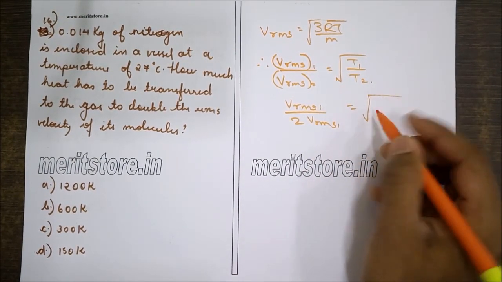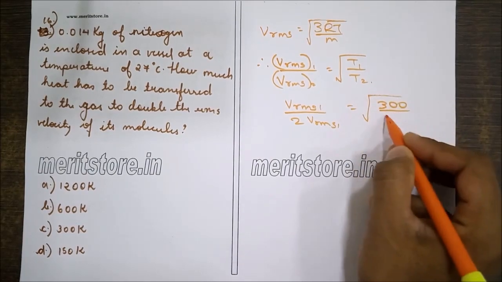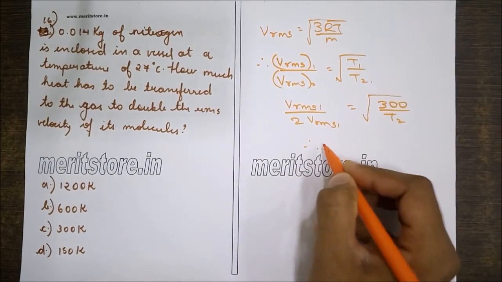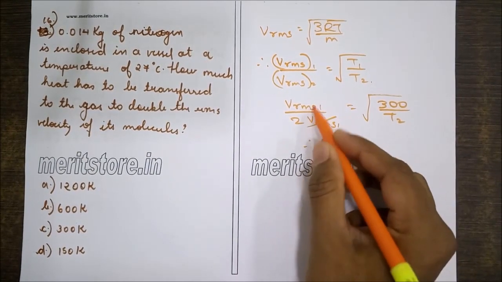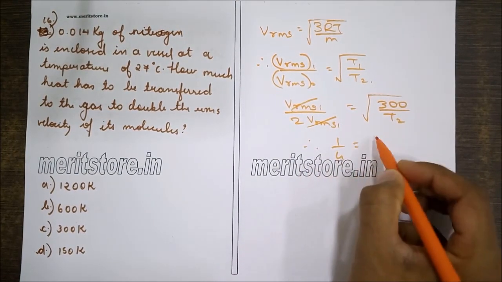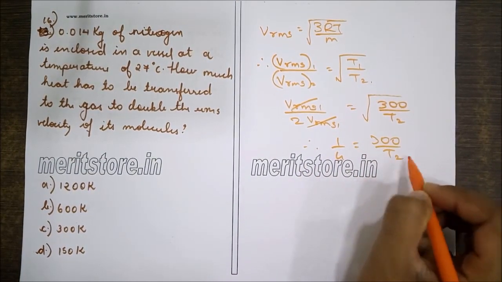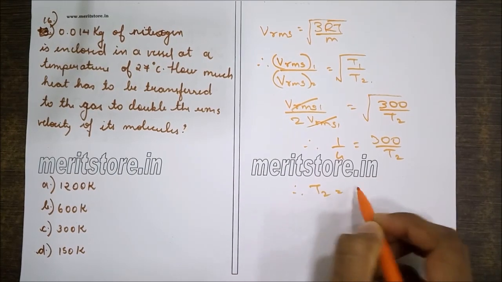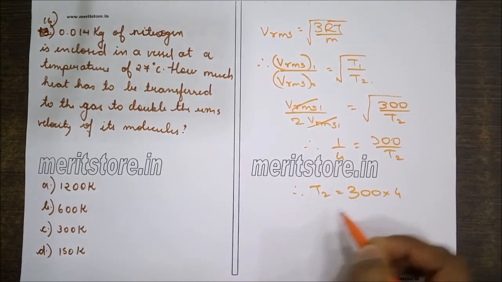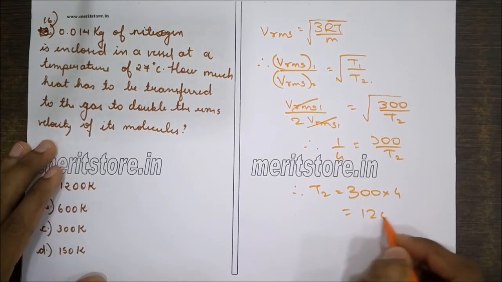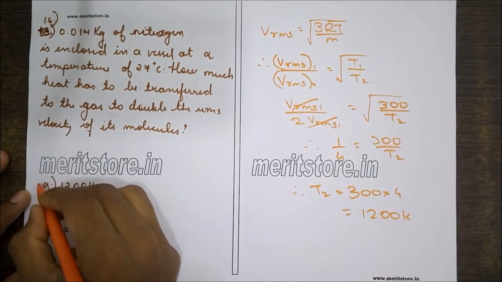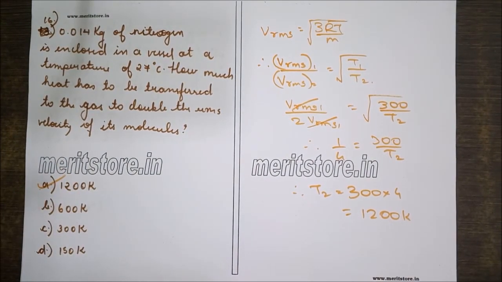So upon T1 is 300 Kelvin, upon T2 is what we need to find out. So squaring this, we get 1 by 4 is equal to 300 upon T2. So therefore T2 is 300 times 4, that is equal to 1200 Kelvin. Hence option A is the correct answer.